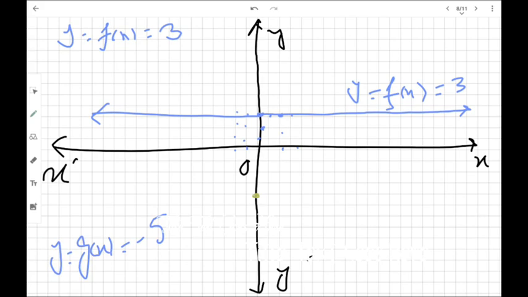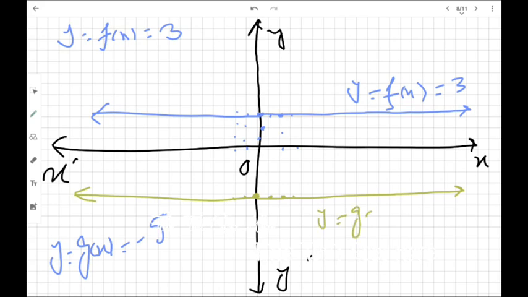Now let us consider another example, that is y is equal to g of x is equal to minus 5. Here the constant involved is negative. So if we plug x is equal to 0, the value of y will be minus 5. If x is equal to plus 1 or minus 1, the value of y will be minus 5. That is, it will remain constant, that is minus 5.